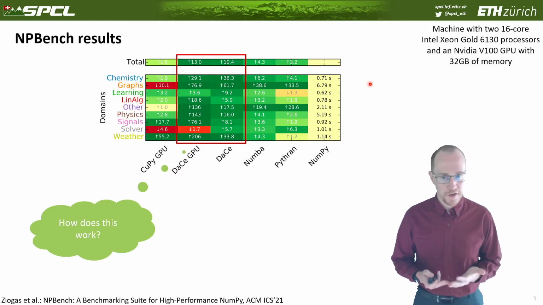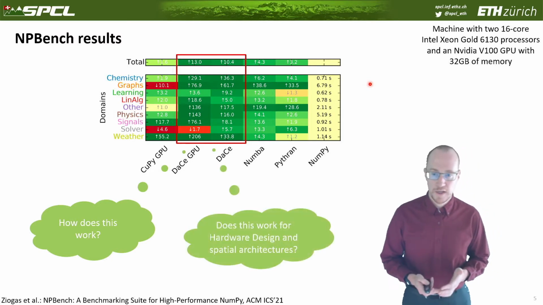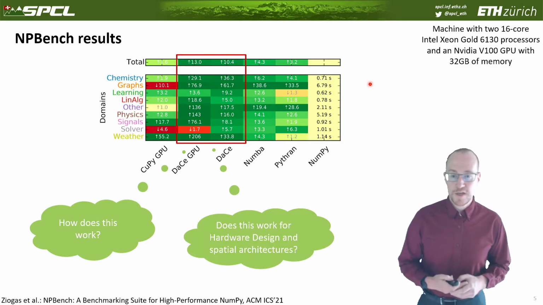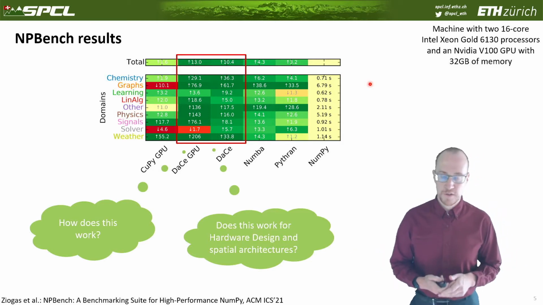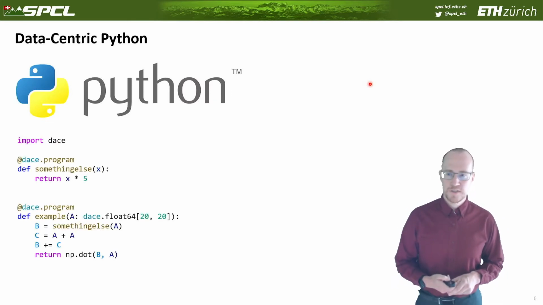Not so much how we parse the language. Python is a different topic, but how do we achieve these optimizations in order to make it fast on specific target devices like parallel CPUs, clusters, and GPUs, of course. And then there's even a little bit of spatial programming if you're a fan of FPGAs, because all of those are supported. But going a little bit deeper into data-centric Python, what does this really mean?